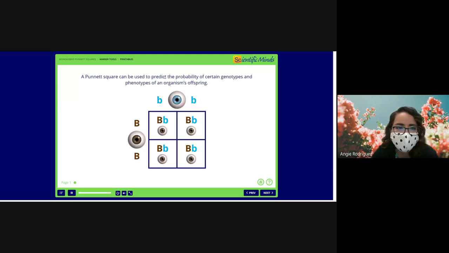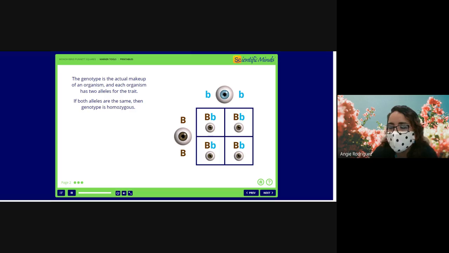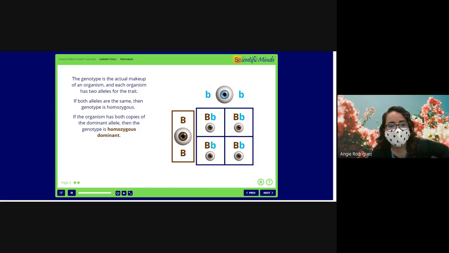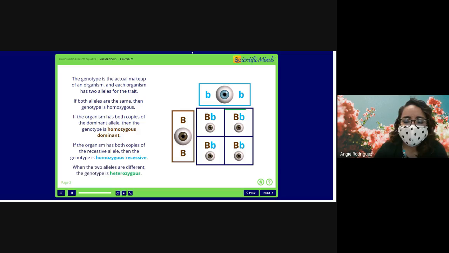A Punnett square can be used to predict the probability of certain genotypes and phenotypes of an organism's offspring. Probability is the likelihood that an event will happen. The genotype is the actual makeup of an organism, and each organism has two alleles for the trait. If both alleles are the same, then the genotype is homozygous. If the organism has both copies of the dominant allele, then the genotype is homozygous dominant. If the organism has both copies of the recessive allele, then the genotype is homozygous recessive. When the two alleles are different, the genotype is heterozygous.